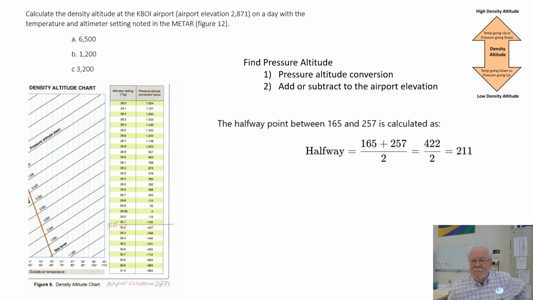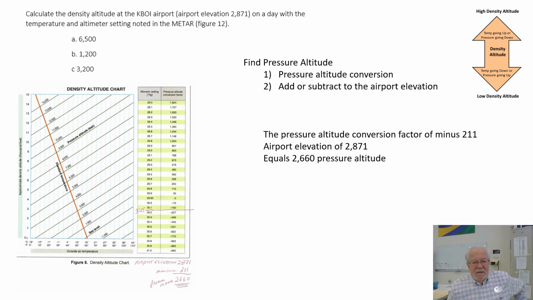Capiche? Okay. That's what I've got listed here in the bottom here. So we took 2871, subtract 211, you get 2660 is the pressure altitude. So that's what we're solving on this right-hand side of the chart, pressure altitude first. Right? Pressure altitude conversion factor minus 211, airport elevation 2871 equals 2660.